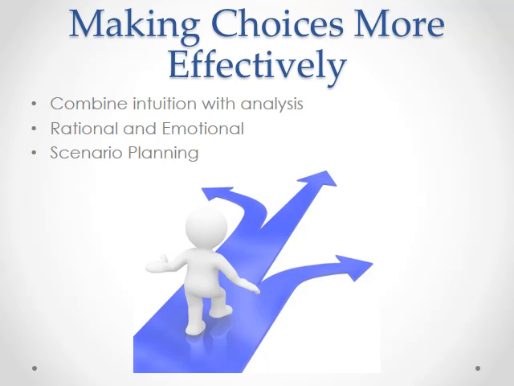Three ways that we can make choices more effectively include combining intuition with analysis. Having a gut feeling is important, but it should always have reliable and relevant data calculated in when making a final decision. Remembering that decisions are influenced by rational and emotional processes will cause you to revisit certain issues and reevaluate and verify the decision made was in the correct state of mind. Lastly, there is scenario planning, where you can imagine possible futures. This is helpful in forecasting situations.